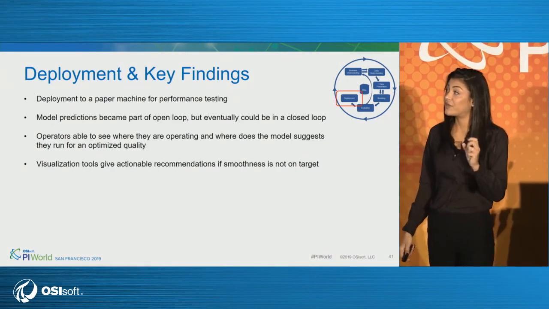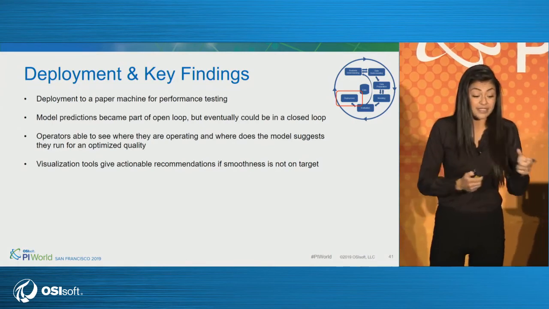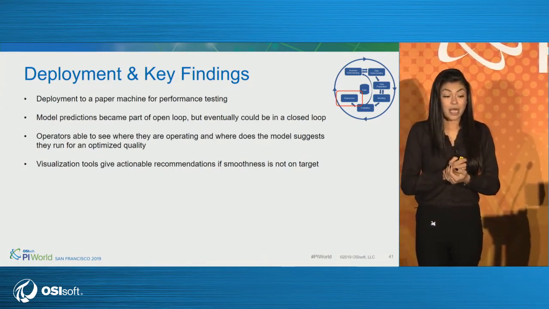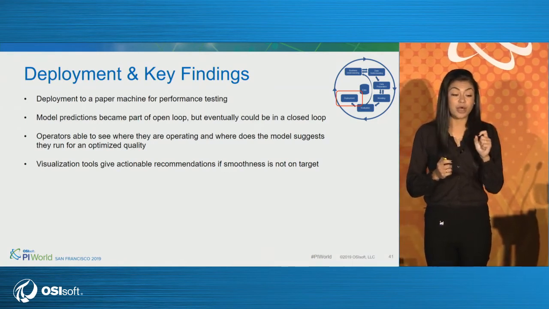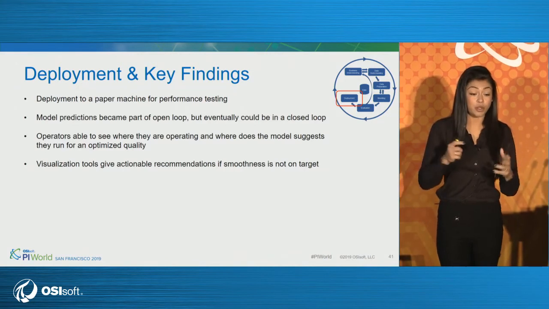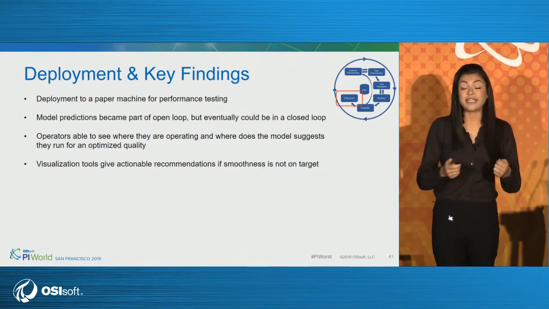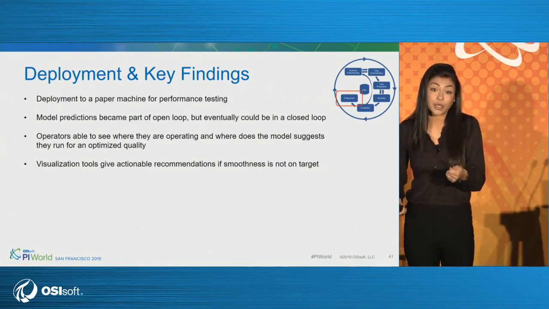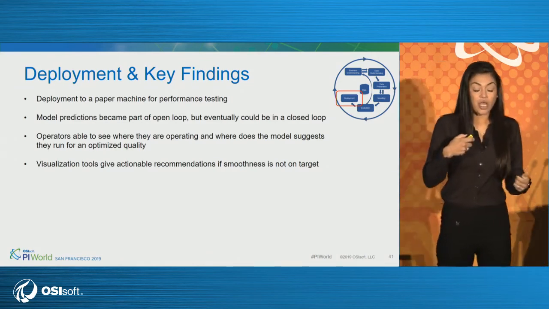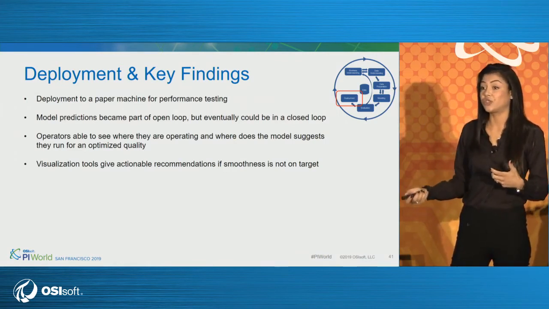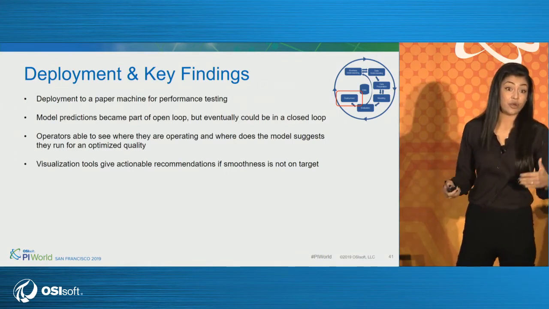And then in terms of deployment key findings, they did apply it to one paper machine in particular. The prediction model and optimized model became part of an open loop, but we can think that down the line it could be part of a closed loop. And they did give some actionable tools to the operator, with recommendations of what they should be doing or could do to bring back the smoothness to whatever they want it to be.